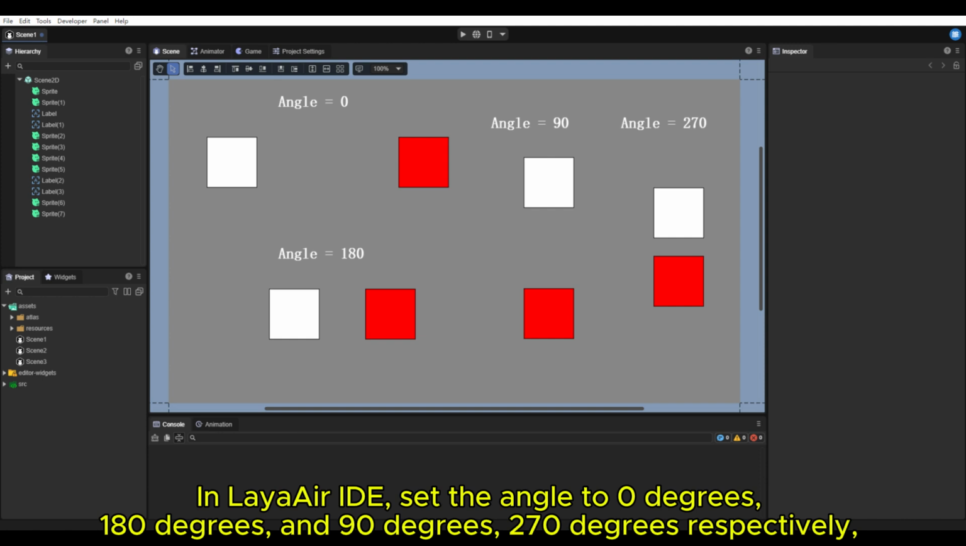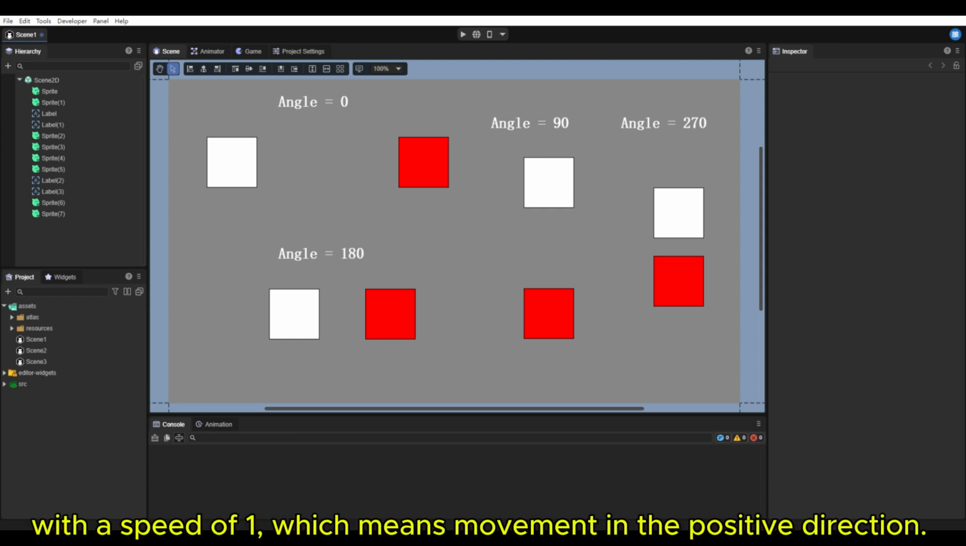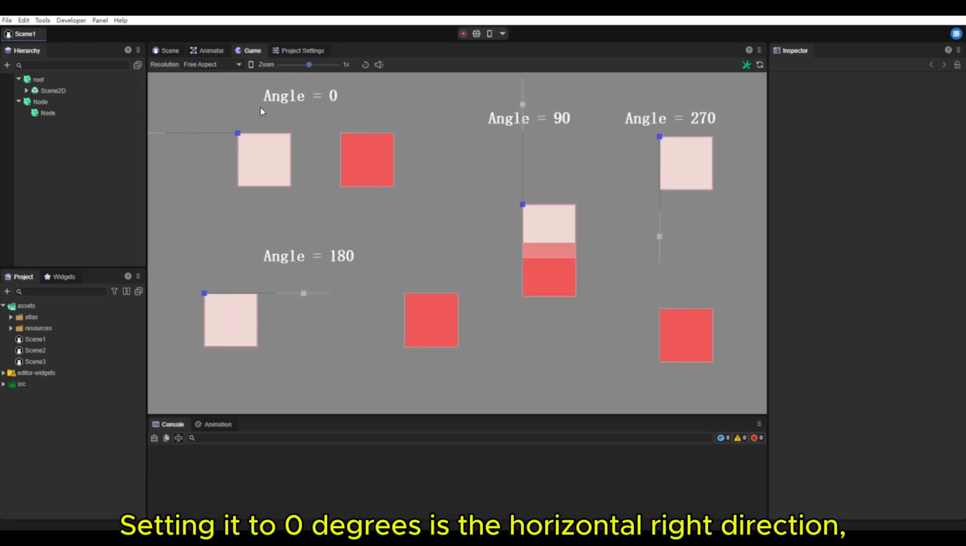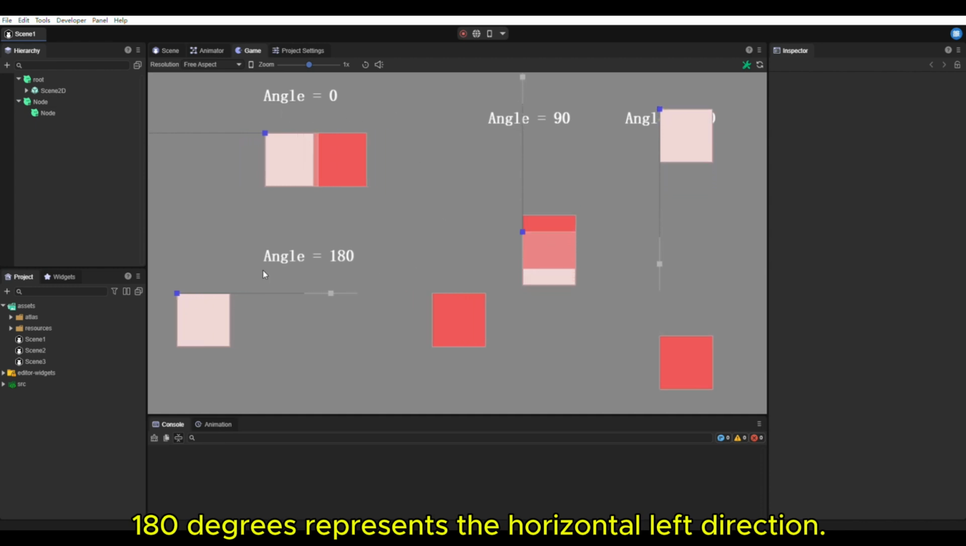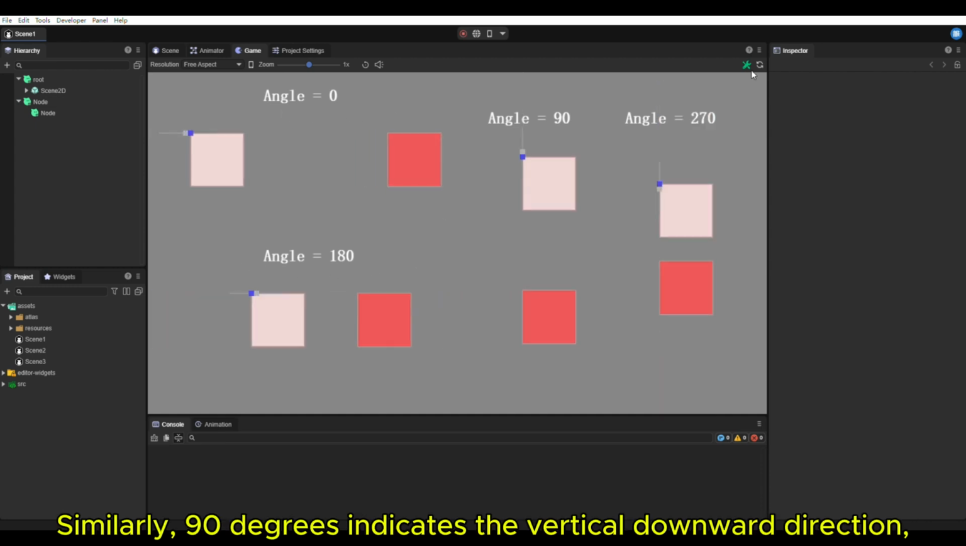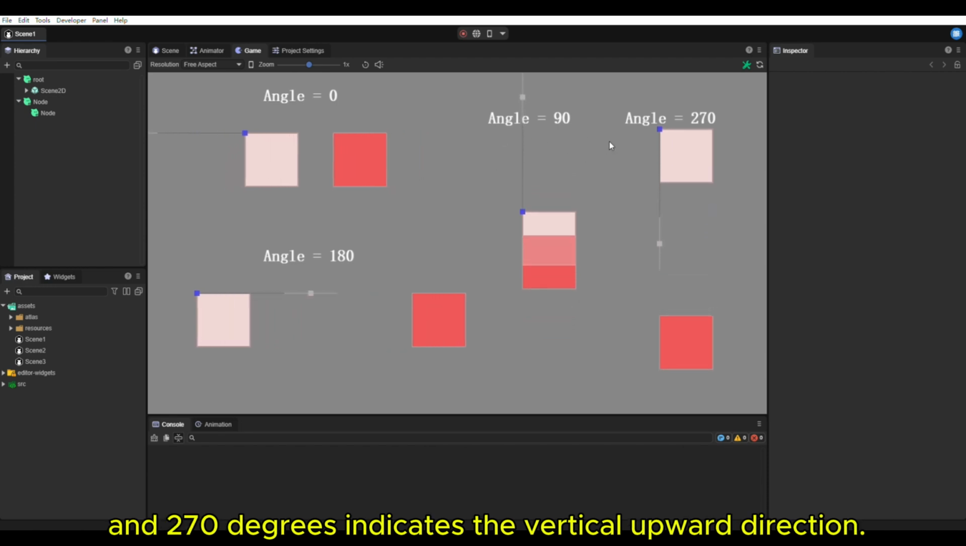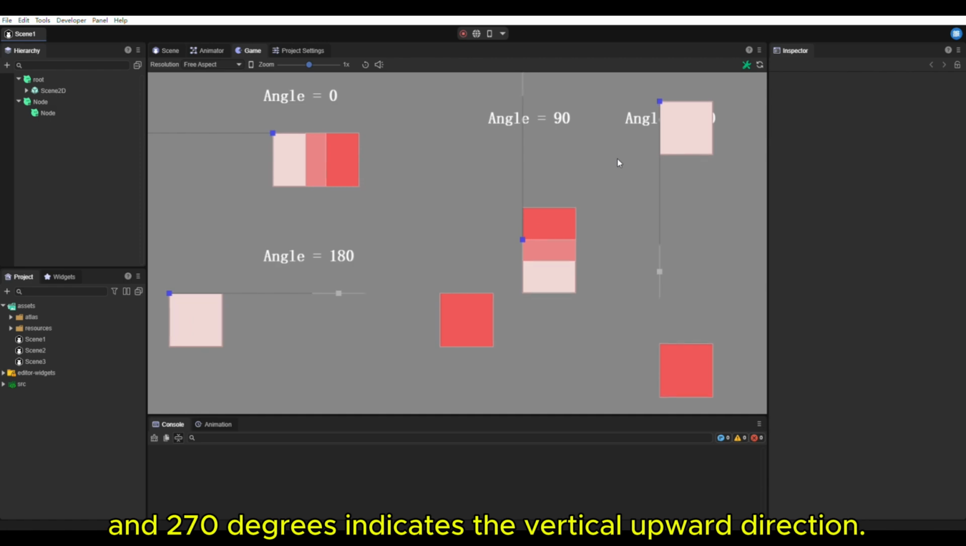In LayaAir IDE, I'll set the angle to 0 degrees, 180 degrees, and 90 degrees, 270 degrees respectively, with a speed of 1, which means movement in the positive direction. Setting it to 0 degrees is the horizontal right direction, 180 degrees represents the horizontal left direction. Similarly, 90 degrees indicates the vertical downward direction, and 270 degrees indicates the vertical upward direction.